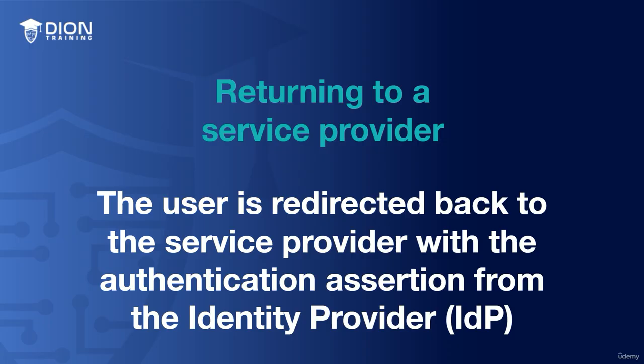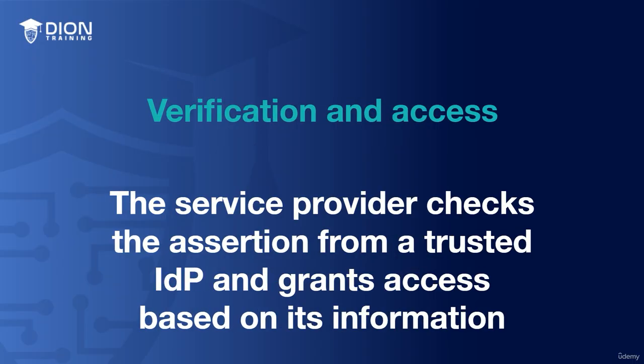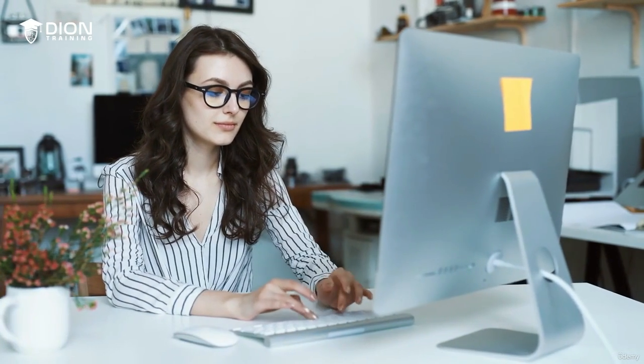Fifth, the user is returned to the service provider. This redirection will cause the user to be returned to the initial service or application that they wanted to access, which we refer to as the service provider, with the assertion that they just received from the identity provider. Sixth, verification and access occurs. During this step, the service provider will verify the assertion to ensure that it's from a trusted identity provider, and then the service provider will grant the user access based off the information in the assertion. And now, the federation process is complete.